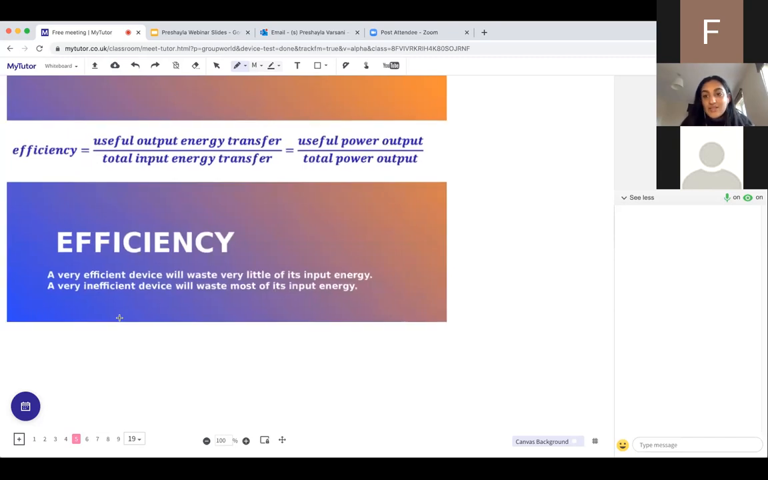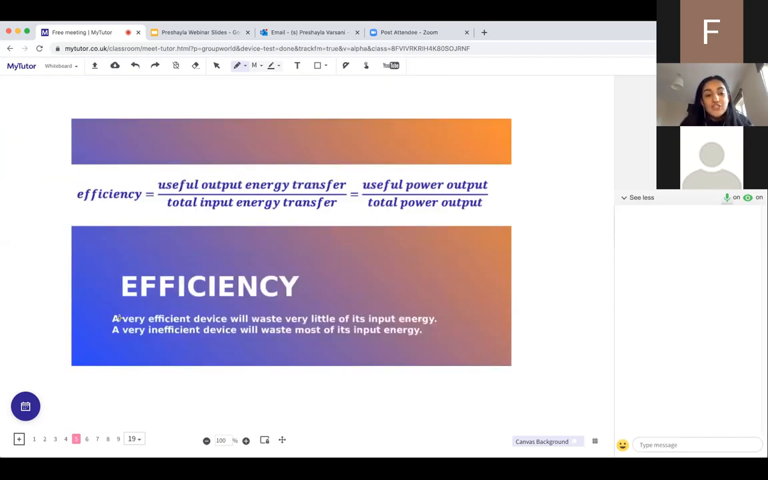That leads us on nicely to our equation for efficiency. Efficiency is the useful output energy transfer over the total input energy transfer, or we can do it with power output as well. Efficiency is this thing that tells us how much of the energy that I put in is actually useful to me.